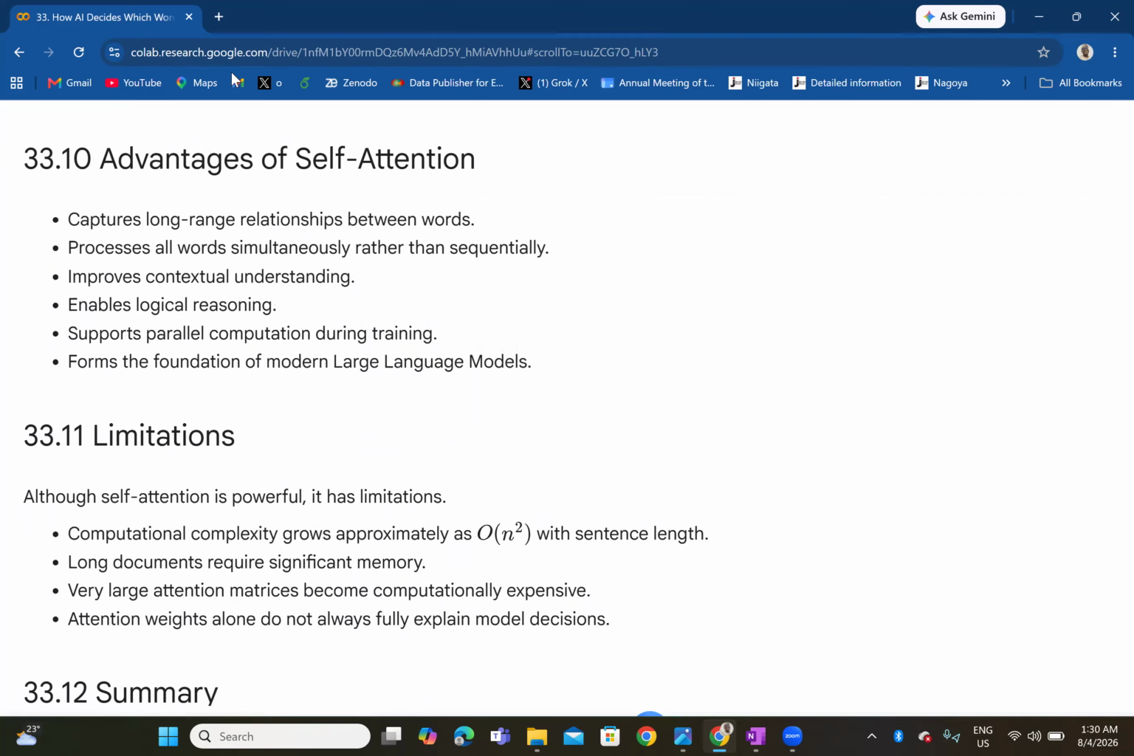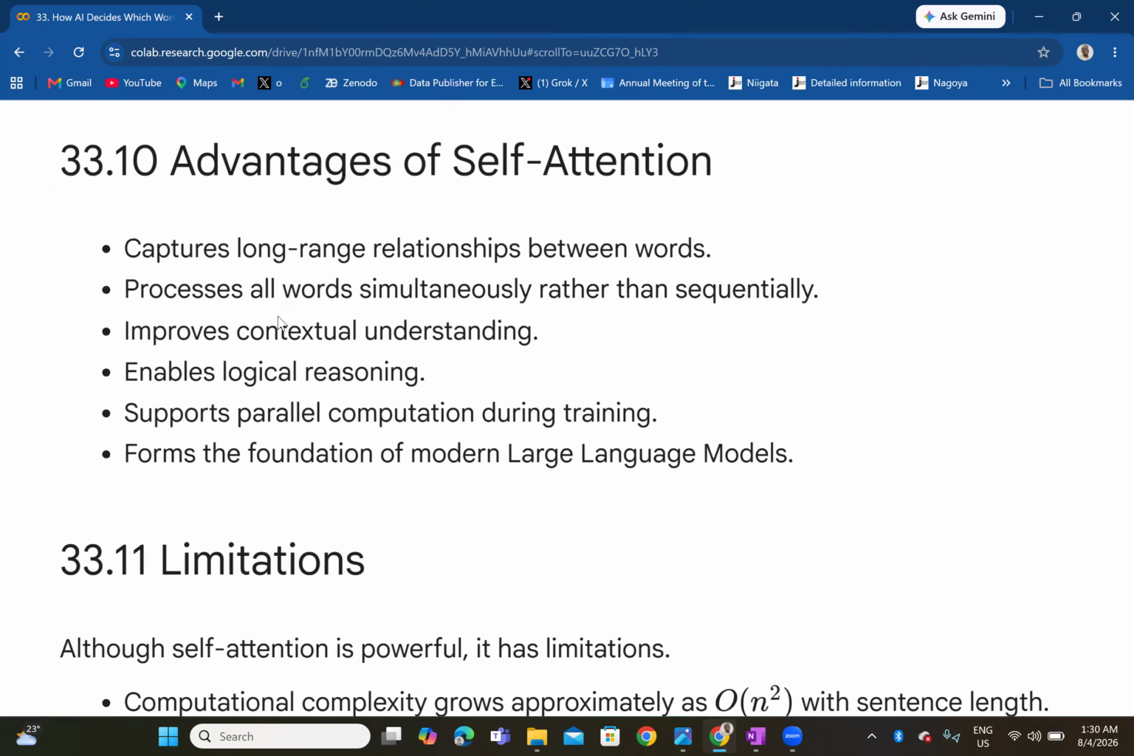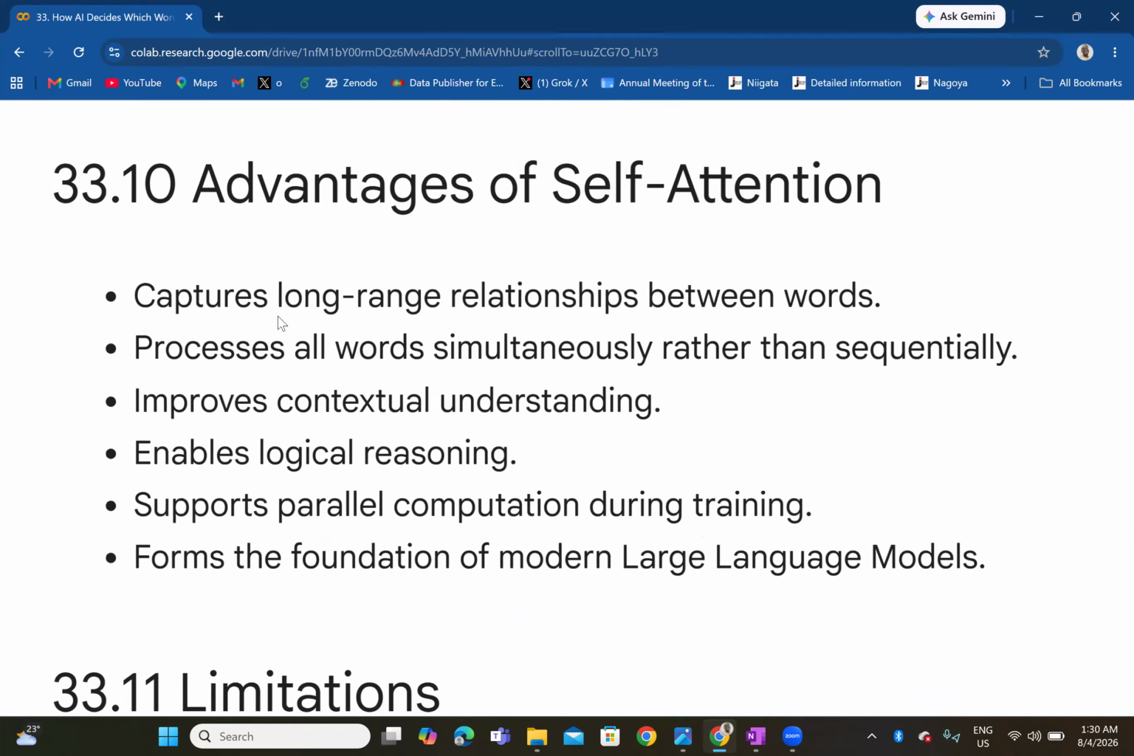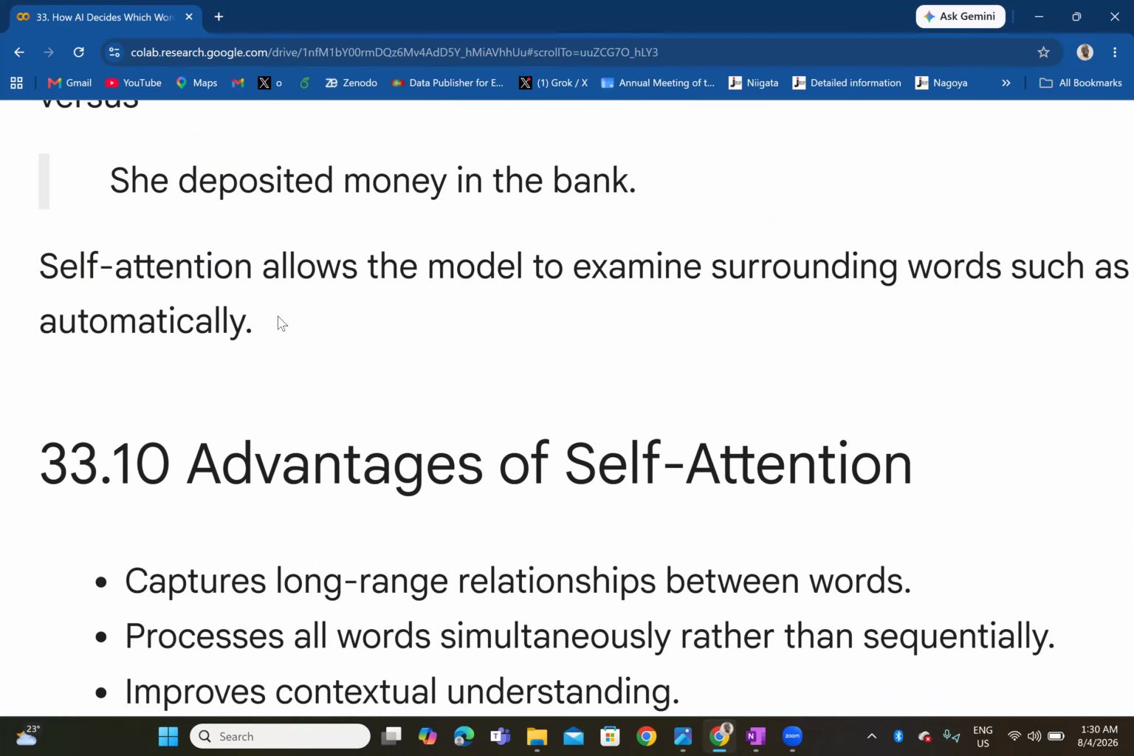So let's talk about the advantages of self-attention. Self-attention captures long-range relationships between words because every word is related to itself and every other word in a sentence. Then it processes all words simultaneously rather than sequentially. It improves contextual understanding, enables logical reasoning, supports parallel computation during training, and forms the foundation of modern large language models. So those are the advantages of self-attention.